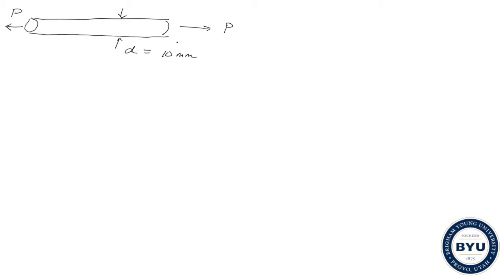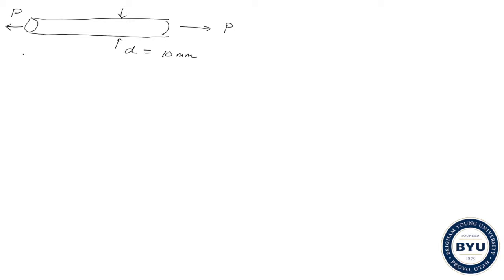Okay, so we'll move on to an example now that brings together some of these ideas. In this example, we're going to have a bar with a circular cross-section subject to our load P. It's going to have a diameter D equal to 10 millimeters. Okay, and somebody's going to tell us what the material is.